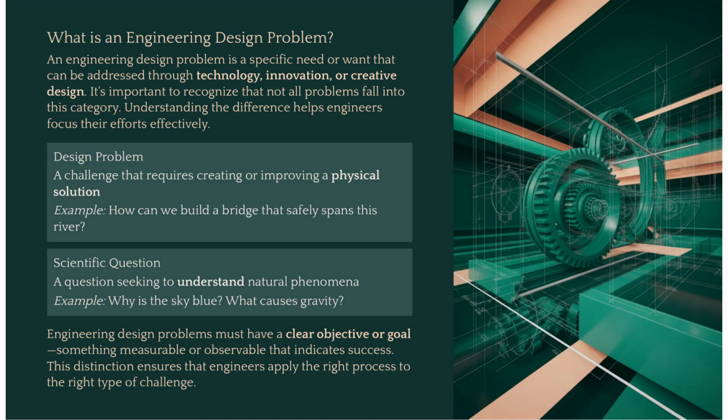It's not the same as asking a science question, like what causes a solar eclipse. A design problem is about creating or improving something, physical or procedural, using technology. For example, the problem isn't why does food spoil, but how can we design a better container to keep food fresh for longer? It always needs a goal, something we can build or invent to move from a current, problematic state to a desired, solved state.